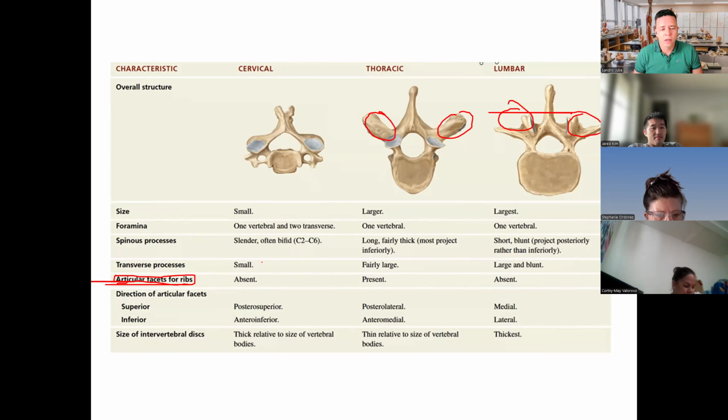So take a look here. We have articular facets in the thoracic vertebrae. They are absent in the cervical and the lumbar. Okay, there were 5 of them that I wanted to go over with you. You only need to know 3. Is this clear, folks? Any questions?